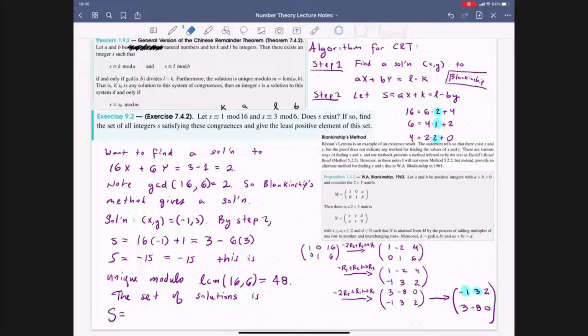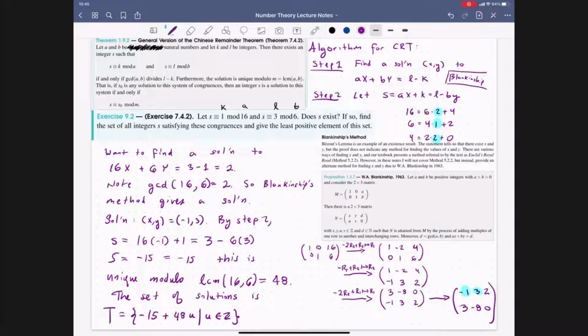Oh, actually, let's not use S. Let's use T. This is going to be the set of solutions -15 plus the least common multiple, 48 K. Oh, and K is already being used, so let's not use K either. Let's go ahead and call this U, where now U is any integer. And so we have our set of solutions.